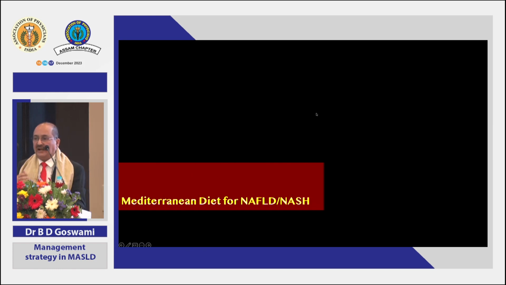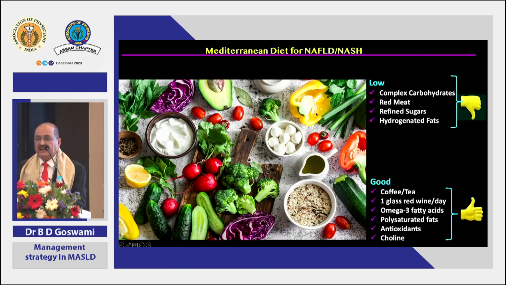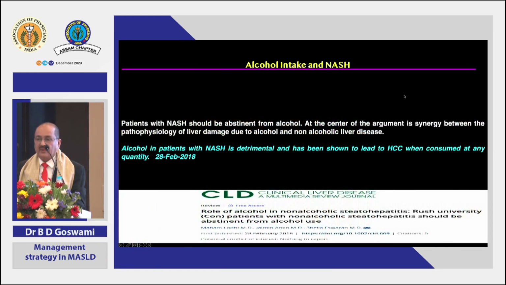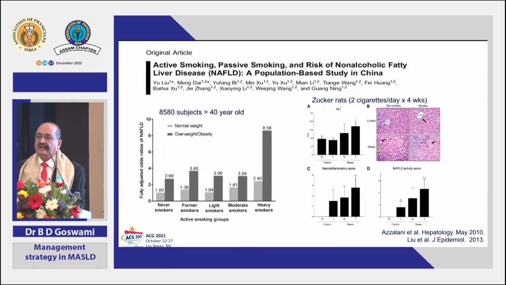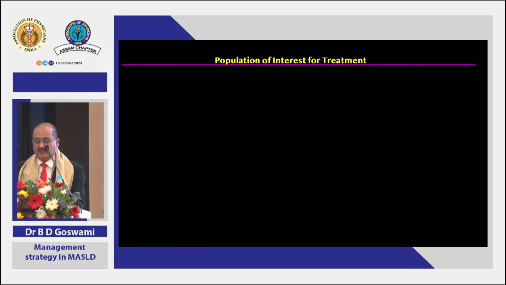Then coming to the diet. The Mediterranean diet is an ideal one for the treatment of NASH or non-alcoholic fatty liver disease. I'm not going into details again because time is restricted. Then coming to alcohol, I have already mentioned 2 years back, there is a study clearly showing that if the patient has NASH and again takes alcohol, the risk of hepatocellular carcinoma goes on increasing. That's why we have to stop. Similarly, the studies clearly showed that if the patient is a smoker, you have to stop it. That will be helpful for the patient.